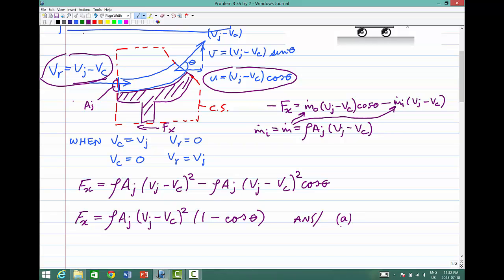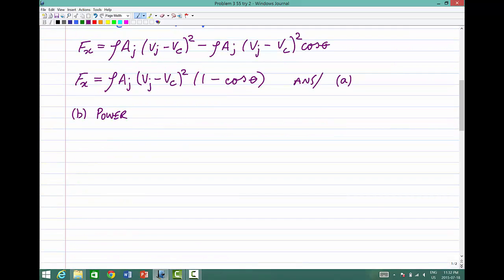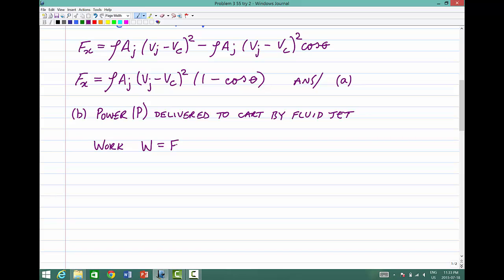Now part B deals with the power. Let me scroll a little bit here again. What we're talking about, I'm going to use the symbol P for power. It's the power delivered to the cart by the fluid jet. So let me write that down. Power. So remember that work, W, is the force in the x direction times the displacement in the x direction, so force times distance.